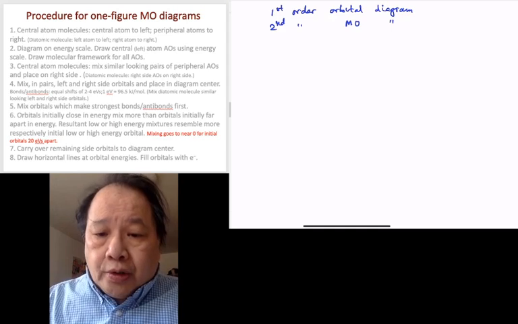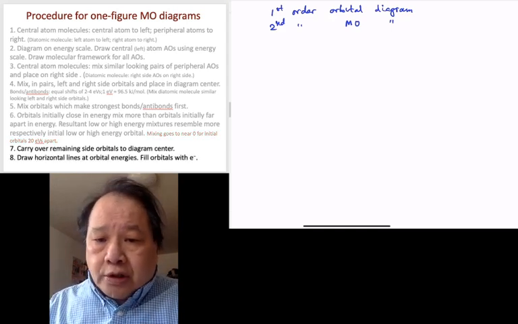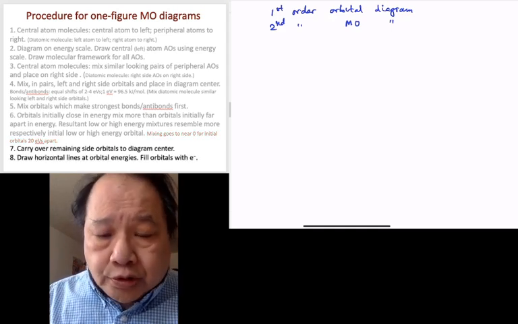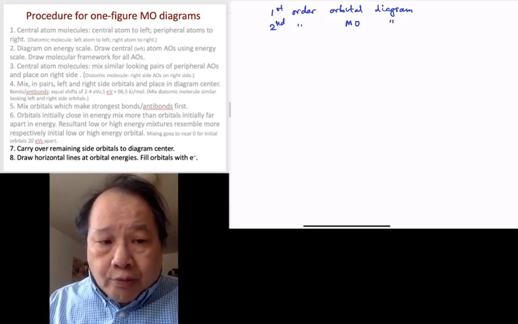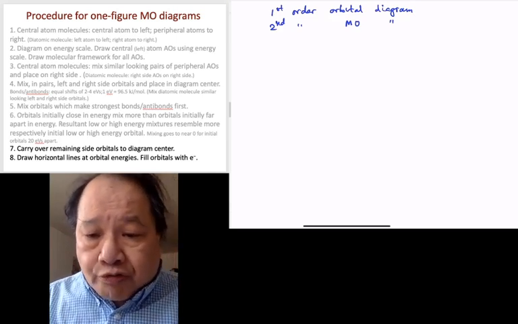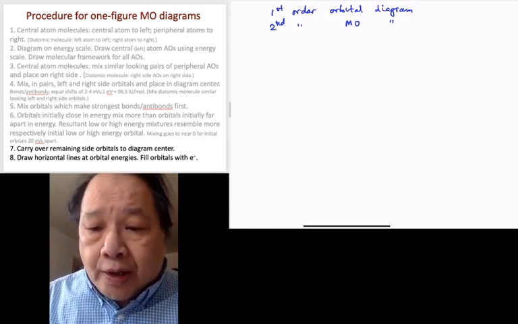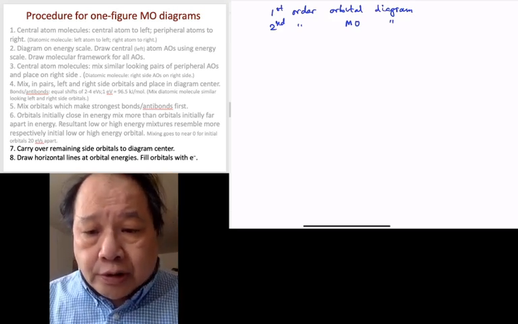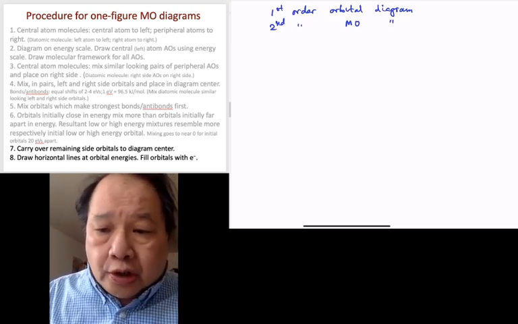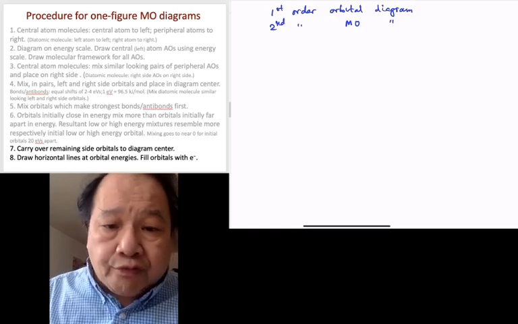And the final rule is that after we've mixed the orbitals, once an orbital is mixed, it's used up, and one side's orbitals can get extinguished first. We carry over all remaining side orbitals to the diagram center, and then we draw the horizontal lines. And if we need to, we fill with electrons.